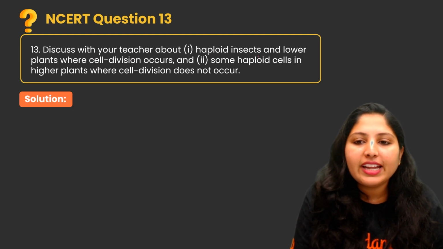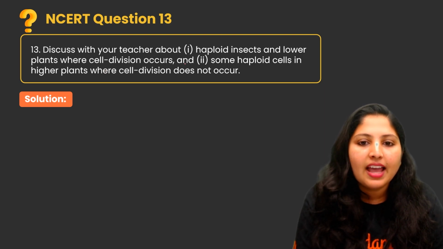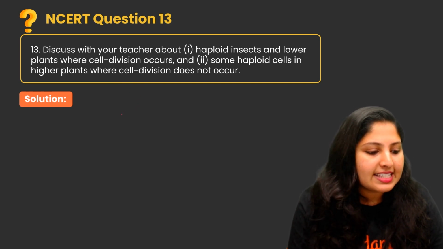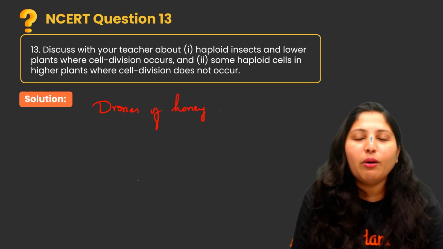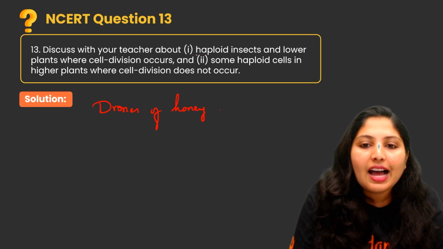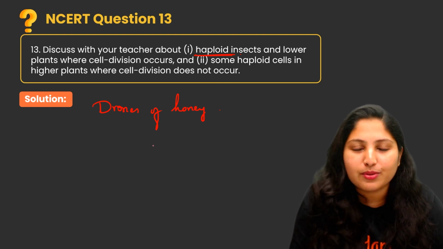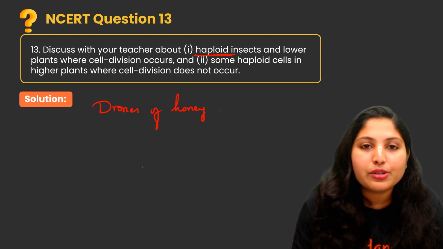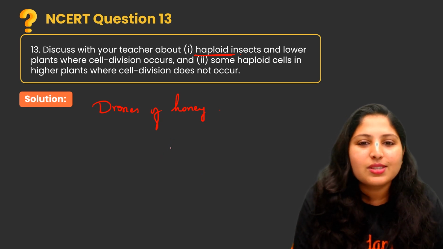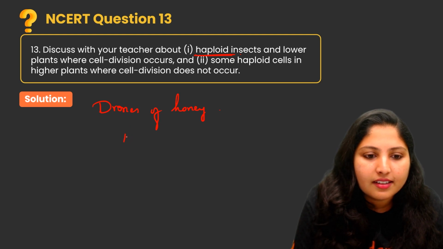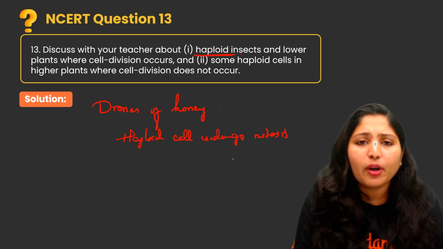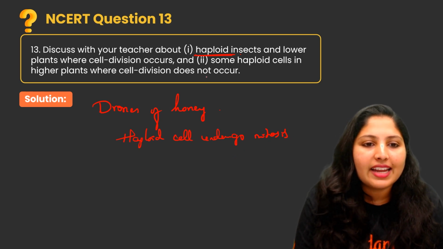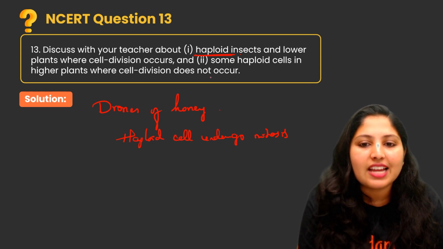Discuss with your teacher about haploid insects and lower plants where cell division occurs, and some haploid cells in higher plants where cell division does not occur. So let's see. Haploid insects like drones of honeybee, and lower plants like algae and bryophyta, where the haploid cell is going to divide and produce a new organism. So the haploid cell undergoes mitosis and produces a new organism.